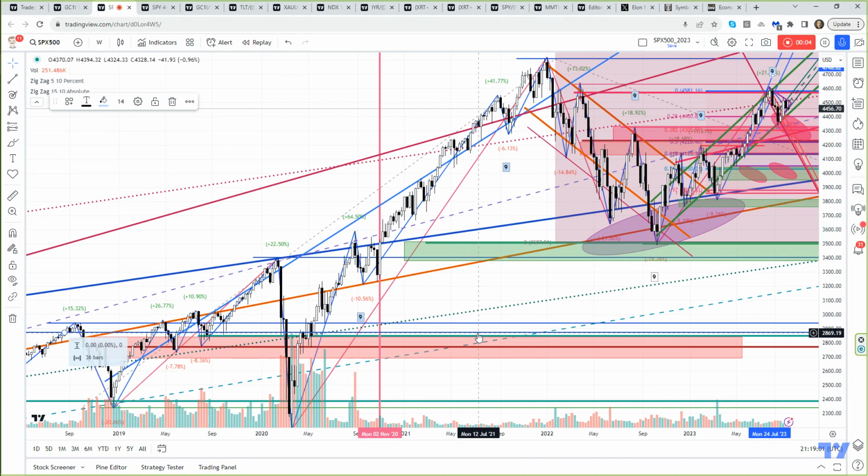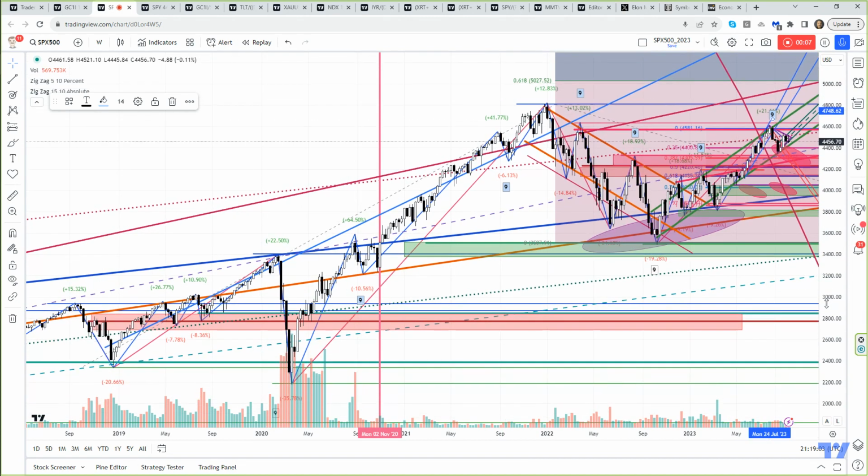This is the SPX500. I thought I'd spend a little time and share some details with you with regard to the longer term picture and using the techniques that I've taught you.